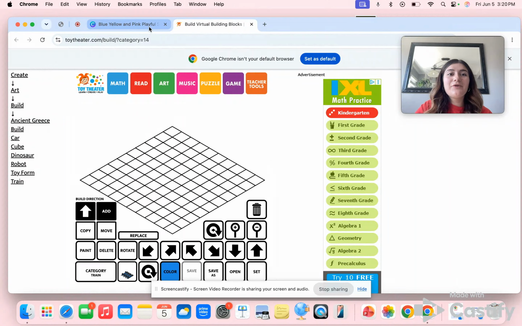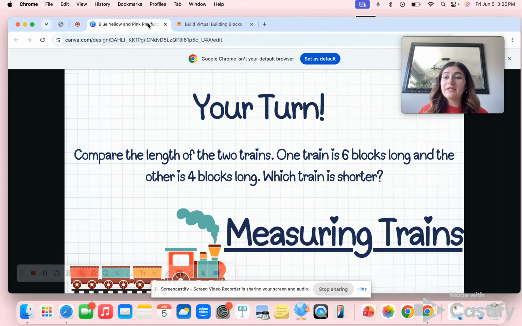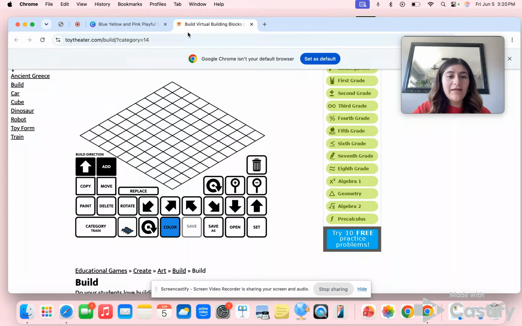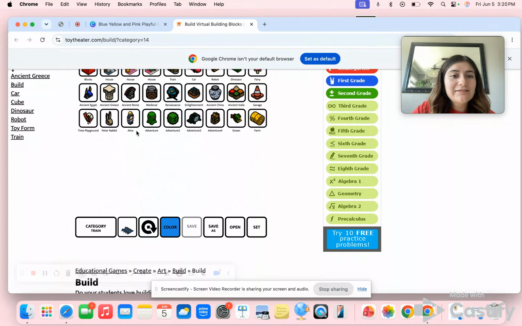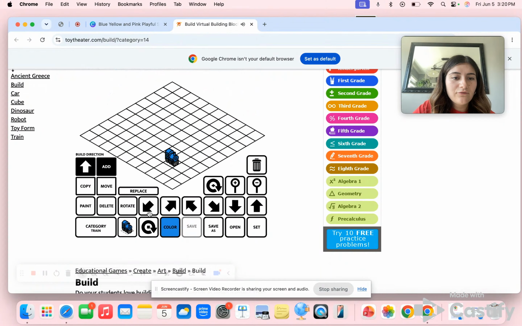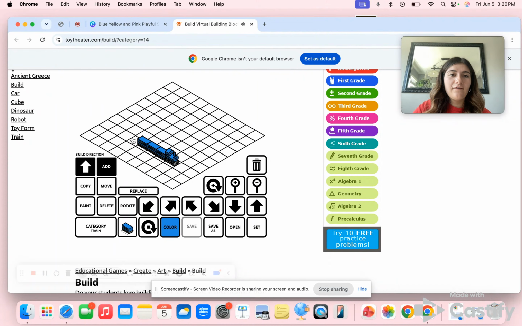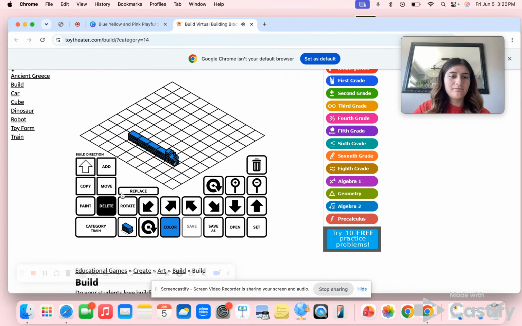All right, so let's go back to our question really quick. It says we're going to compare the length of 2 trains. One train is 6 blocks long. So let's make a train that is 6 blocks long. Let's do the front of our train and the rest. So there's our first block of our train. 2, 3, 4, 5, 6. Oops, let me move that one.